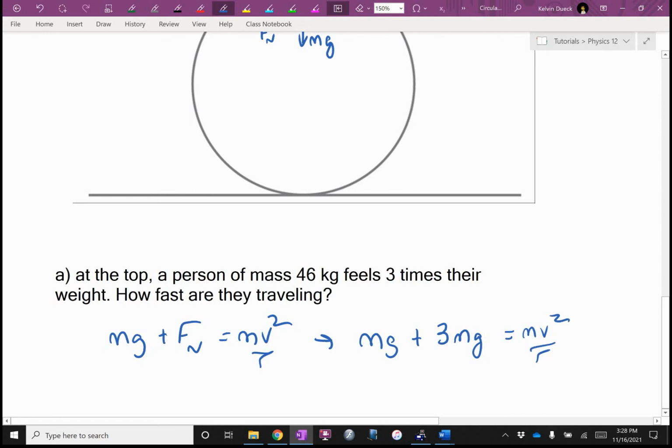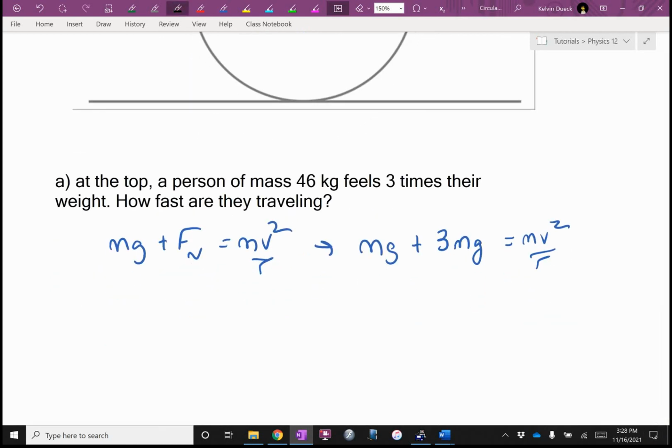And I could start plugging in numbers now, but you know I love to see if I can simplify. What's 1 mg plus 3 mg's? What does the left actually work out to? You can gather like terms. 4 mg's. Right? And that makes sense. All of you right now are experiencing 1g. So if you're feeling 3 times heavier, that's actually 4 g's on you. Okay? So we have this. 4 mg equals mv squared over r.